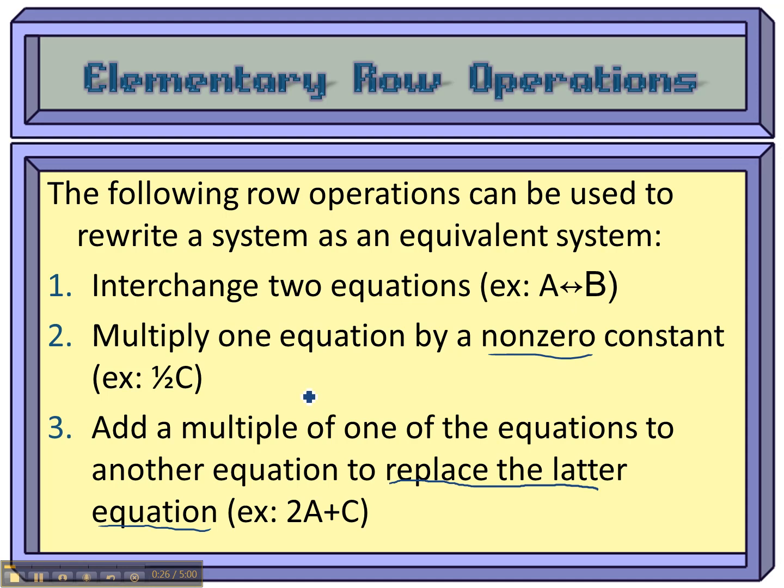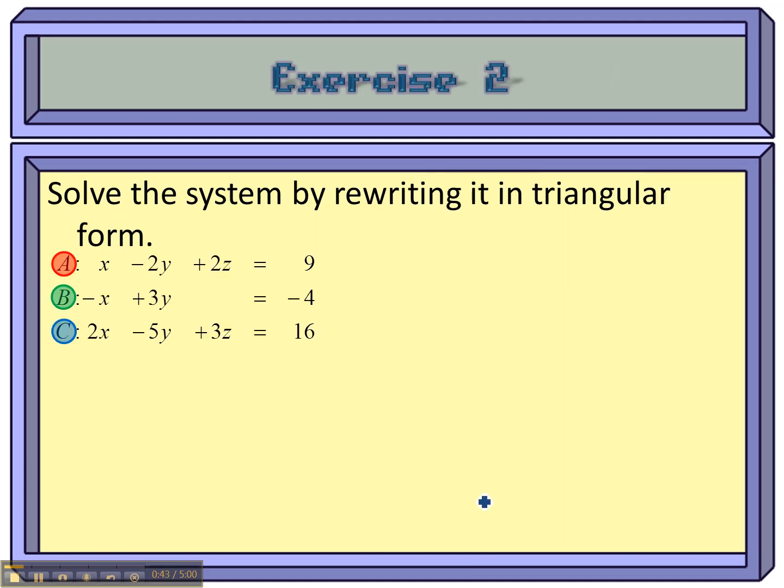You can multiply one equation by any number that you want as long as it's not 0, and then you can just do some linear combination of those to replace one of the equations. Add 2 times 1 and then add that to the second one, and that replaces the previous equation. So let's take a look at an example. So here's this system of equations.